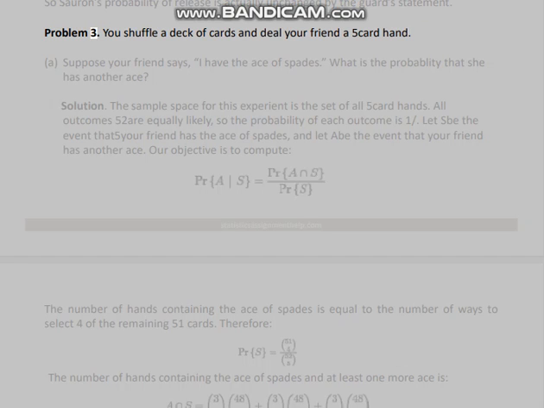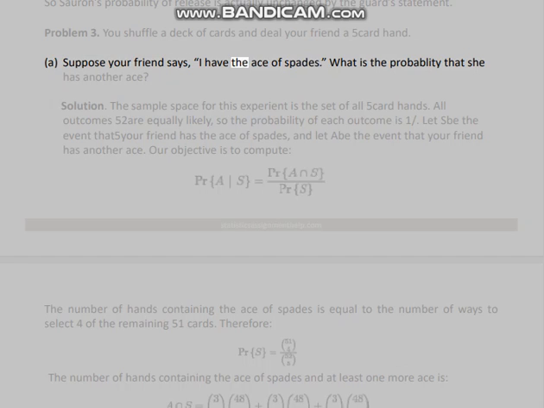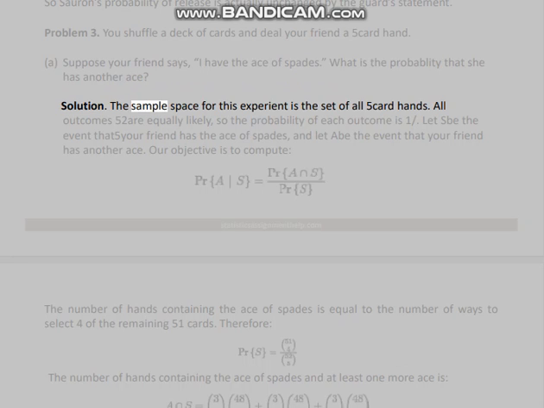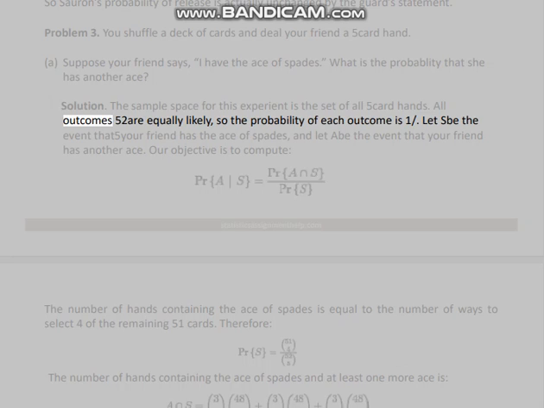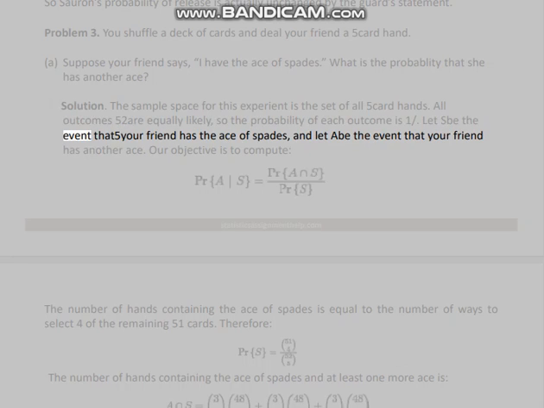Problem 3. You shuffle a deck of cards and deal your friend a 5-card hand. A. Suppose your friend says, I have the ace of spades. What is the probability that she has another ace? Solution. The sample space for this experiment is the set of all 5-card hands. All outcomes are equally likely, so the probability of each outcome is 1 over C(52,5). Let S be the event that your friend has the ace of spades, and let A be the event that your friend has another ace. Our objective is to compute P(A | S).